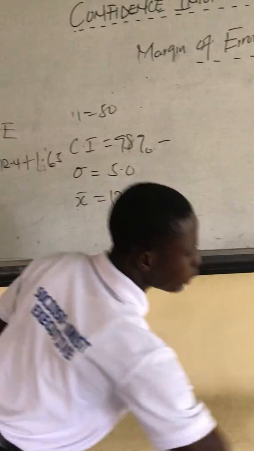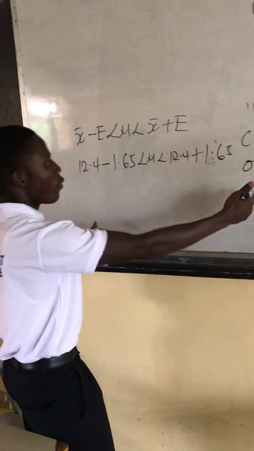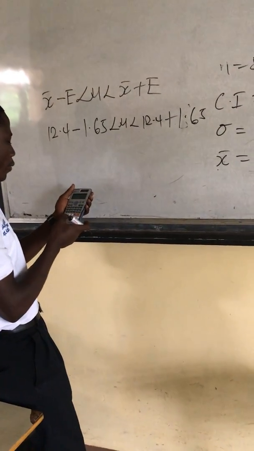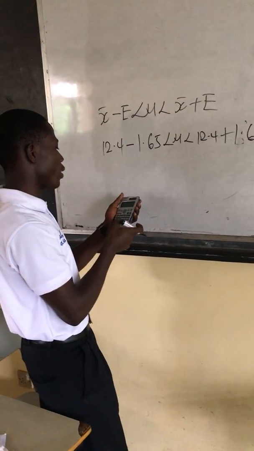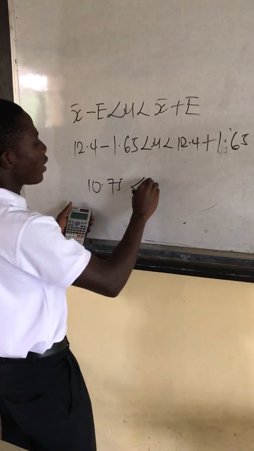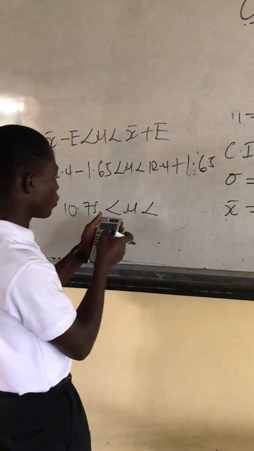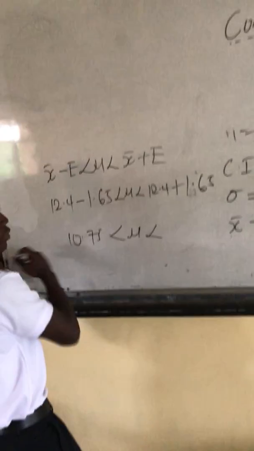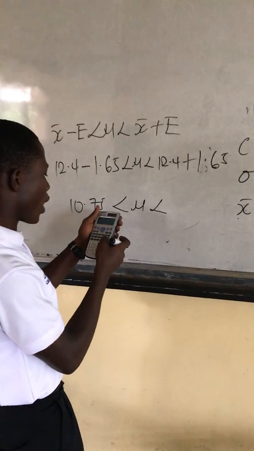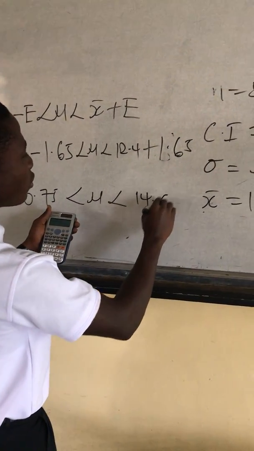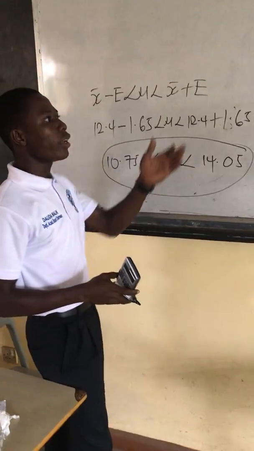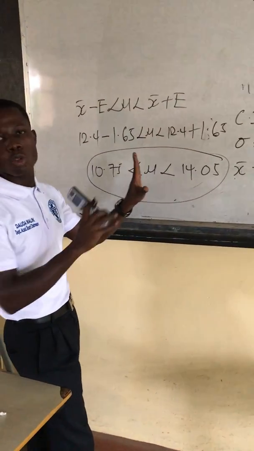So when you are done, then you take your calculator, then you add them. You add on your right, then you subtract on your left. So 12.4 minus 1.65. So with this, I got 10.75 less than mean less than. So I'll add here. You subtract from your left, then you add to the right. Okay. So when I added, I got 14.05. So this is my final answer. This is the interpretation of the confidence interval. So this is how we solve for confidence interval.